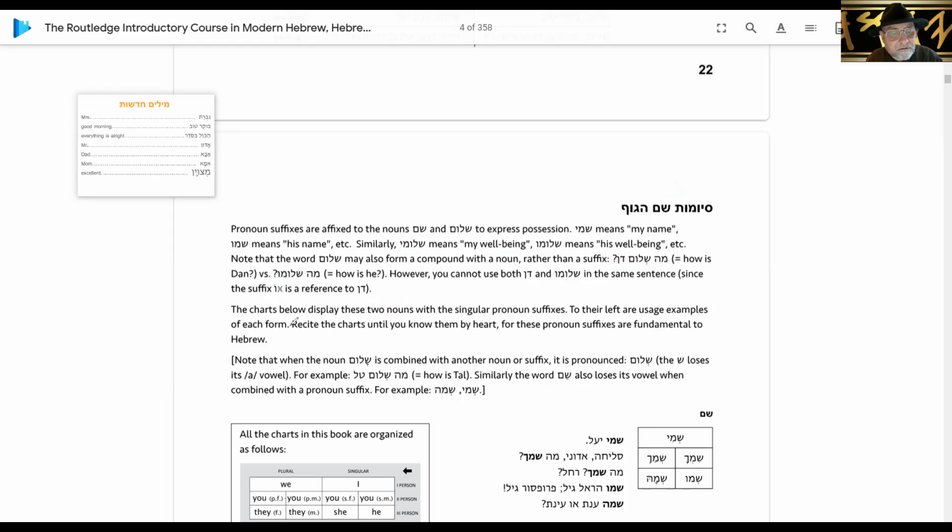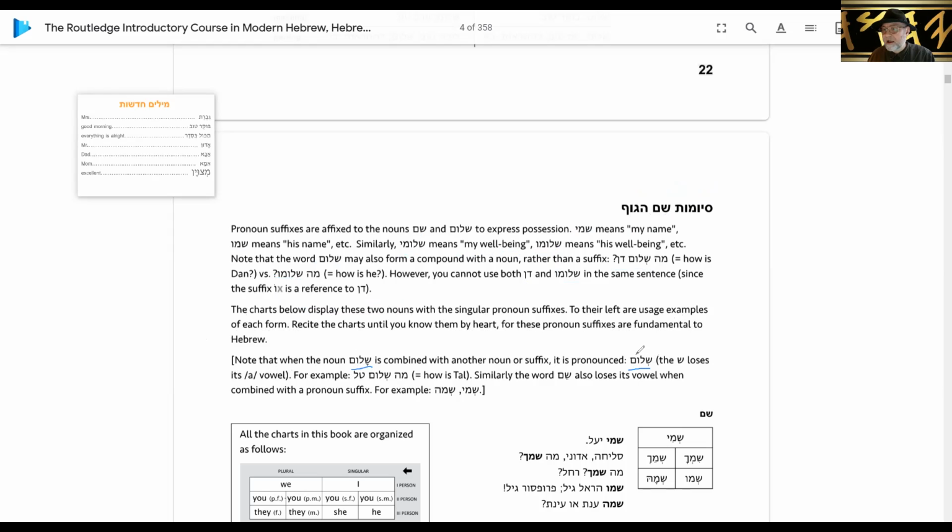Okay, the charts below display these two nouns with the singular pronoun suffixes. To their left are usage examples of each form. Recite the charts until you know them by heart, for these pronoun suffixes are fundamental to Hebrew. Note that when the noun shalom is combined with another noun or suffix, it is pronounced differently.